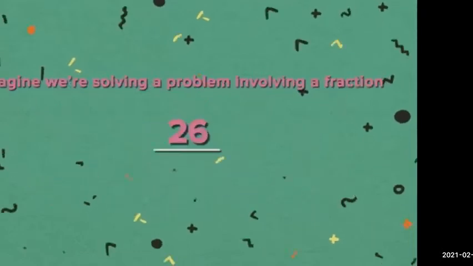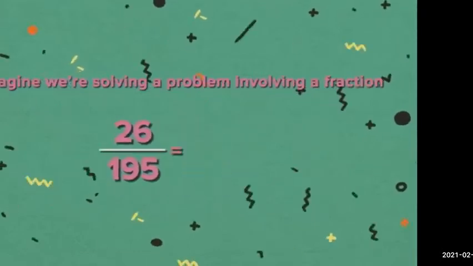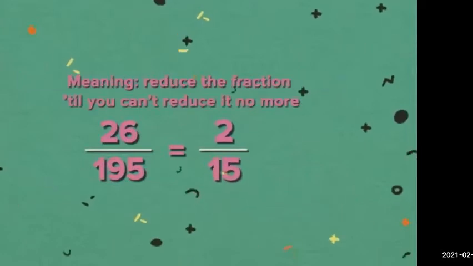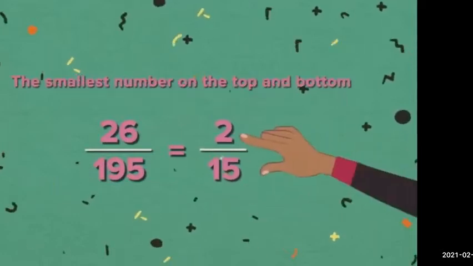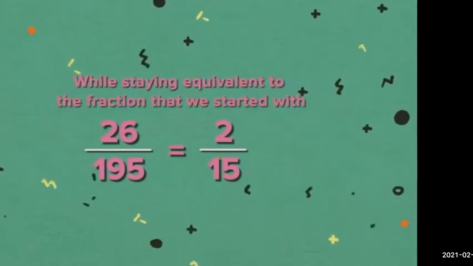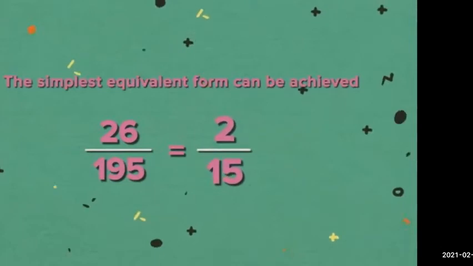Imagine we're solving a problem involving a fraction. It's best to leave it in the simplest form, meaning reduce the fraction till you can't reduce it anymore. The smallest number on the top and bottom while staying equivalent to the fraction that we started with. The simplest equivalent form can be achieved.